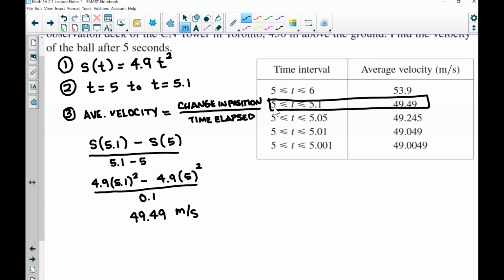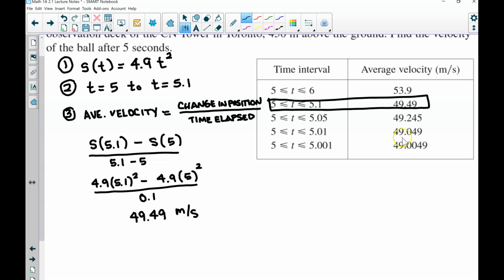Now, this table is showing the results of similar calculations of the average velocity that we have just done. It appears that as we shorten the time period, the average velocity is becoming closer to 49 meters per second. If we shorten the time period between 5 and 5.05, you can see what's happening with the average velocity. Shorten it even more, and even more, it's getting closer and closer to what? 49 meters per second.